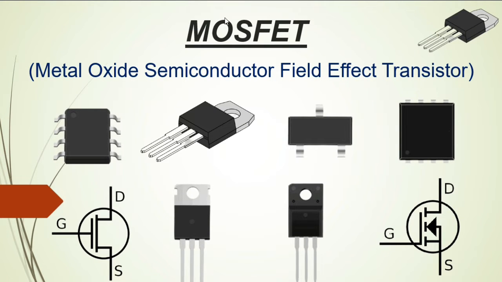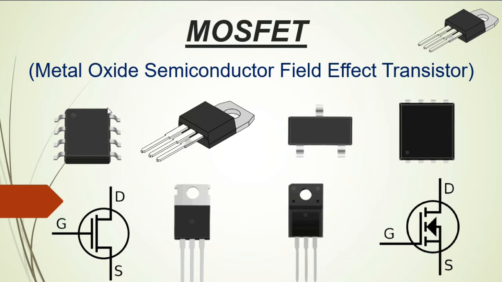So, as you see here, we have a lot of types of MOSFET. The MOSFET stands for metal oxide semiconductor field effect transistor. So the MOSFET is exactly like a transistor, okay? But there are small differences. We will see all this in detail.